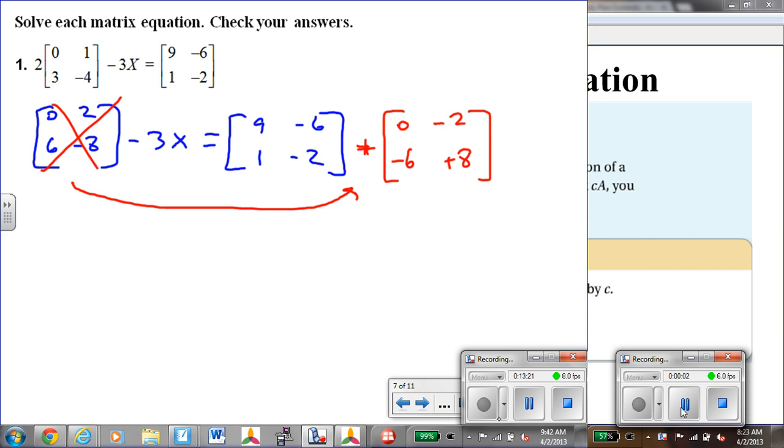All right, what you're going to be left with is negative 3x equals 9 plus 0 is 9. Negative 6 plus negative 2. 1 plus negative 6. Good. Negative 2 plus 8. All right.